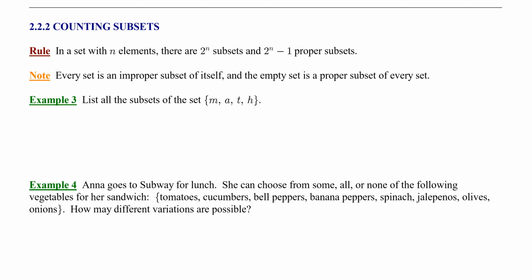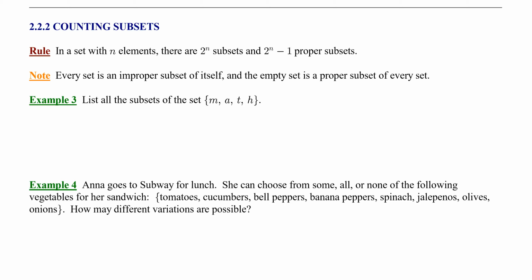Now that we understand what a basic subset is, we can learn how to count subsets using a very simple rule. In a set with n elements, there are 2 to the nth power subsets and 2 to the nth power minus 1 proper subsets. So the total number of subsets is given by 2 to the nth power. That is counting all of the proper subsets plus the set itself.